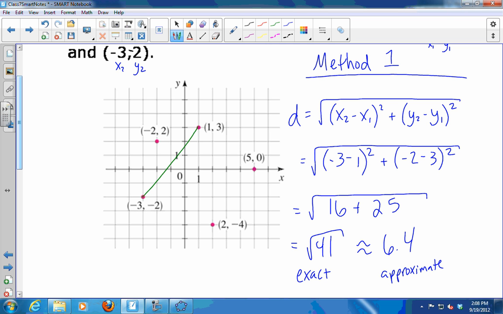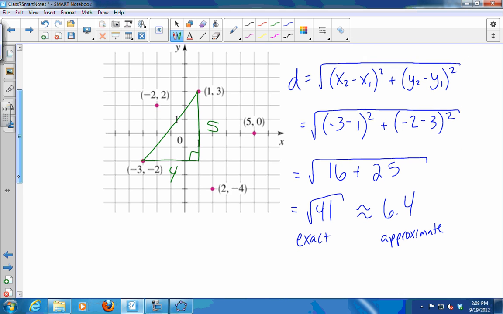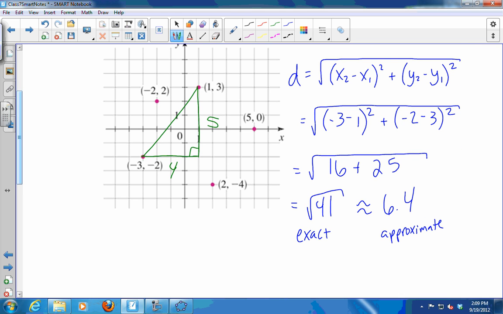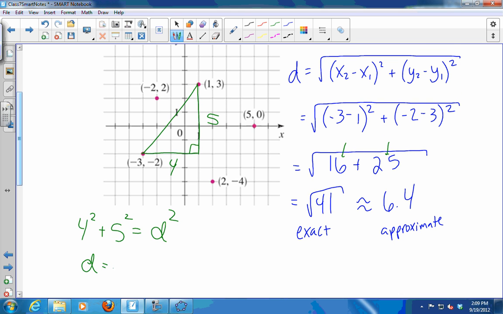Okay, so now we're going to do it the other way. We'll use the Pythagorean theorem. We build a triangle where the distance we're looking for is the hypotenuse. And then we find the length of each leg. Looks like this one is 4, and this one is 5. So you can see that those numbers appeared over here. That's the 4 squared, and that's the 5 squared. So it's really the same method, just a little bit different. So 4 squared plus 5 squared equals the distance that we're looking for squared. This is the Pythagorean theorem. So the distance ends up being the square root of 41. Same thing.